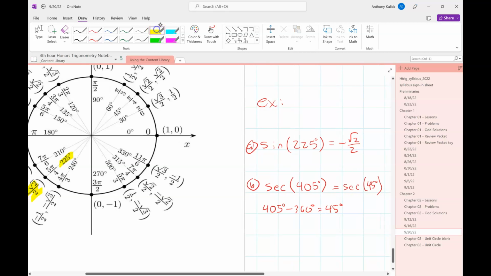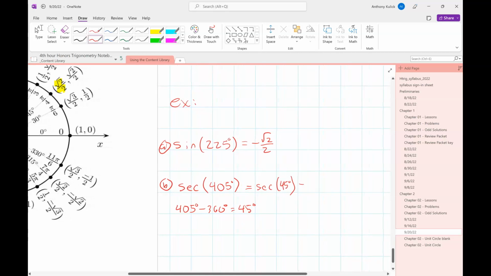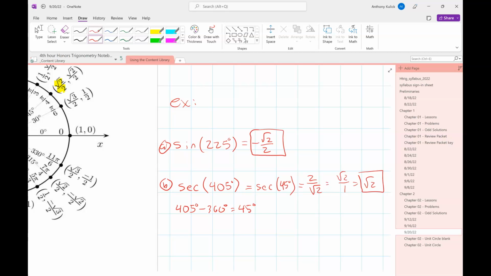So if I go to 45, secant, I remember, was 1 over x. So 1 over x is going to be the reciprocal of x, which just reduces down to root 2 over 1, or root 2. If I had it the other way, you don't have to rationalize or reduce. I'd rather rationalize than have to reduce something like this.